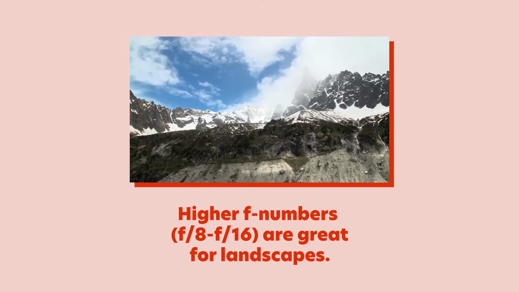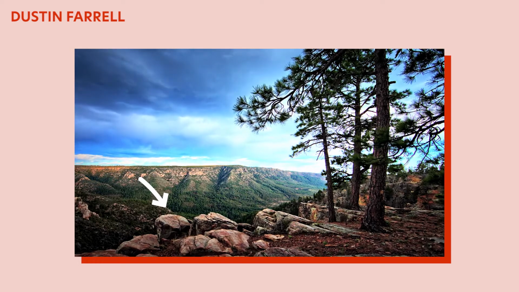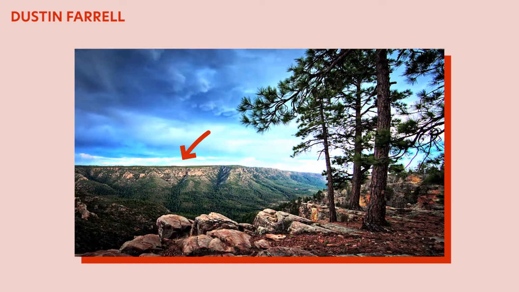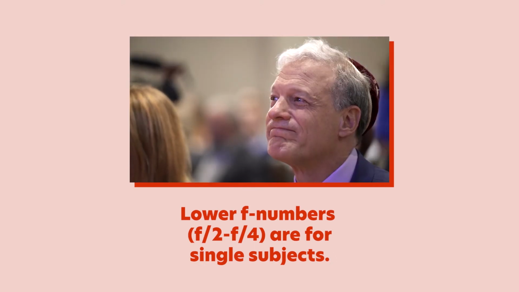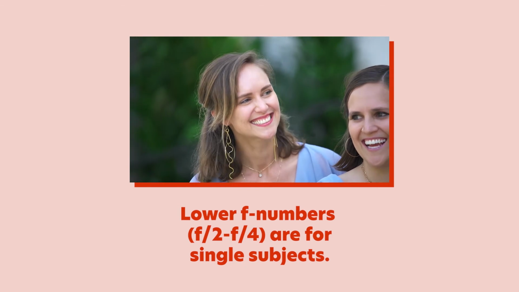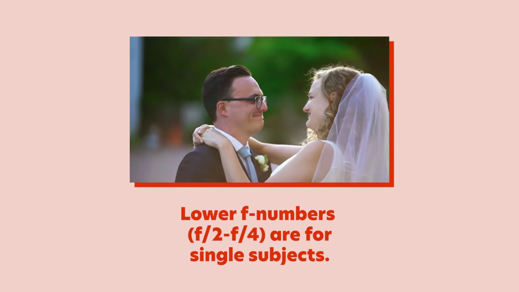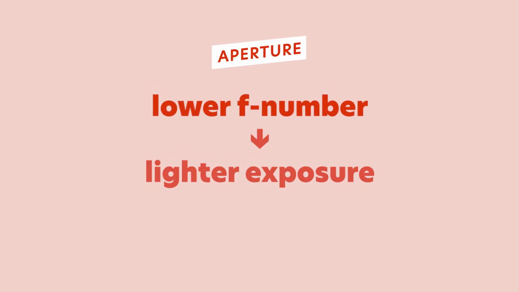So higher f-numbers, like f8 to f16, are great for landscapes because you want deep distances to be in focus in your shot. You want everything from that rock in front all the way to that mountain in the back to stay in focus. But because I'm usually filming people, I almost always use an aperture with a really low f-number, like f2 to maybe f4, because that's going to blur my background and it's going to make my subjects stand out. But to recap about aperture, a lower f-number means a lighter exposure with less in focus.